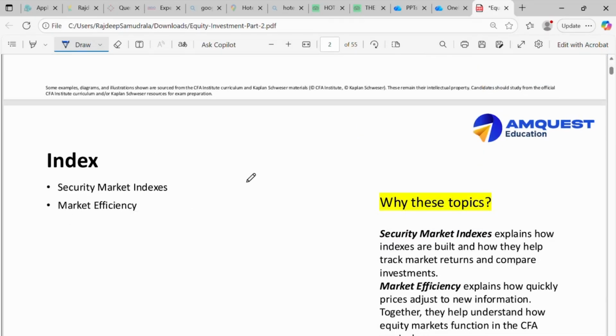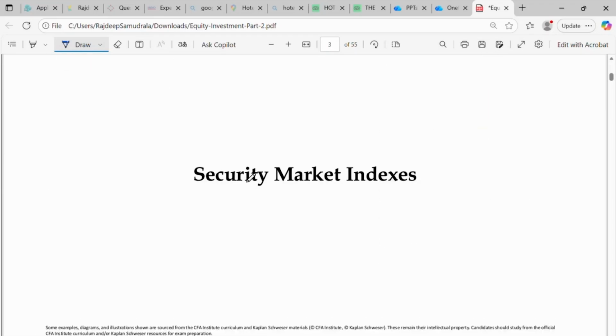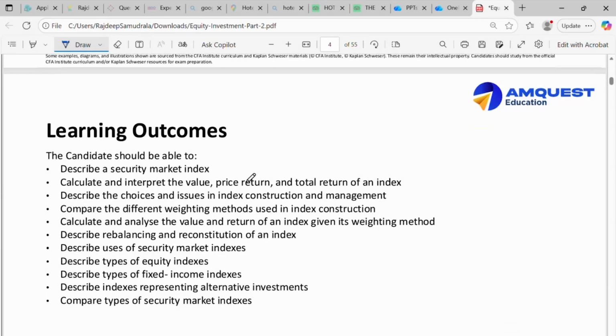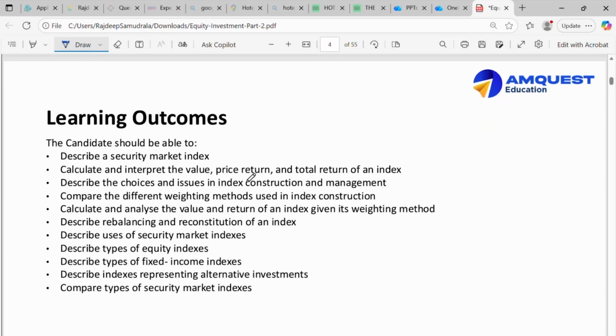Let's start. Today we'll cover the topic of security market index and market efficiency. That's the plan for today. For security market index, as part of the learning outcome, we plan to cover what a security market index is. We look at how to calculate the value and the total return on an index. We look at choices and issues: how to construct an index and what the different methods are. We look at valuation of those. We'll learn the concepts of rebalancing and reconstitution, which mean a lot in the index context. And we look at the various types of equity and fixed income indexes.